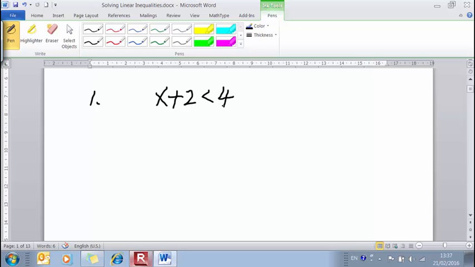We want to find the values of x such that x plus 2 is always less than 4. In order to do this, we will have to eliminate 2 from the left hand side here and make x alone. In order to do this, we will subtract 2 from the left hand side. Now, you notice that we are subtracting 2 from the left hand side. In order to make the inequality balance, we will do the same thing on the right hand side.